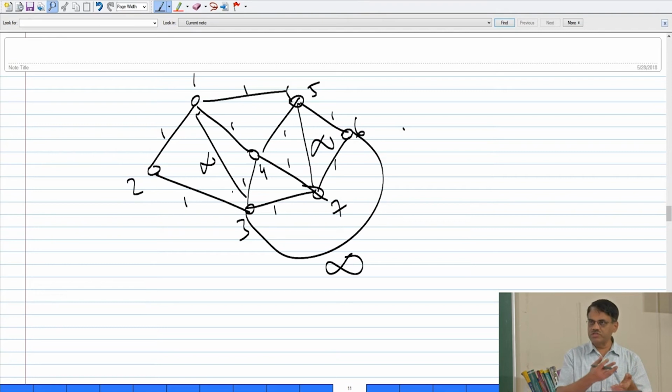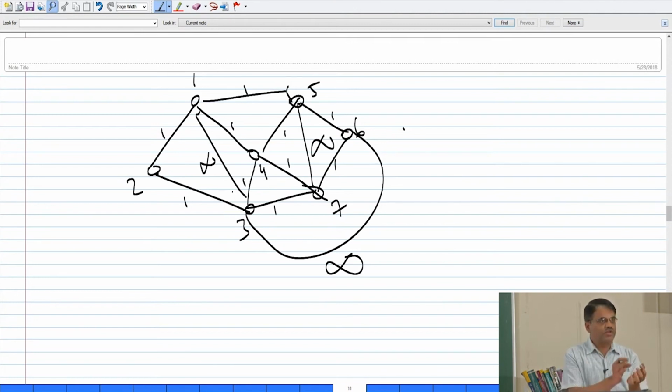N, because you are using G's edges. So use those edges. G's edges have distance 1, right? So the Hamiltonian cycle distance will be n. Can you have a Hamiltonian cycle with distance less than n? No, because there are n vertices. So the cycle should have n edges, and the way I have put the capacities, they are all 1, or above. So you cannot have a Hamiltonian cycle with total distance less than n.